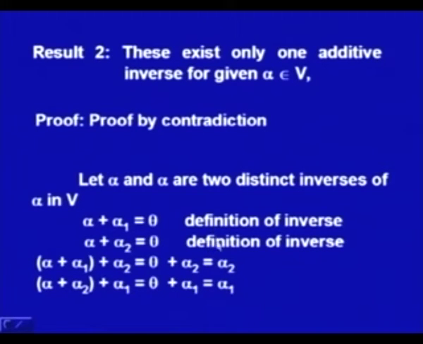Now, although we have started with different values of alpha 1 and alpha 2, finally we will prove that alpha 1 is equal to alpha 2. To prove this, first I add alpha 2. So, alpha 1 plus alpha 2 is equal to theta plus alpha 2. But what is theta plus alpha 2? It is nothing but alpha 2, because theta is the additive identity. Now, in this I will add alpha 1. So, alpha plus alpha 2 plus alpha 1 is equal to theta plus alpha 1. Theta plus alpha 1 is alpha 1. But what is this? Alpha plus alpha 1 plus alpha 2 is equal to alpha 2.